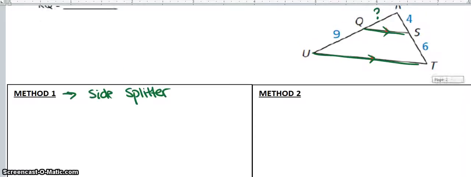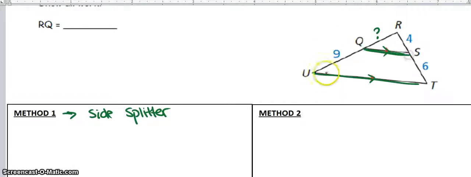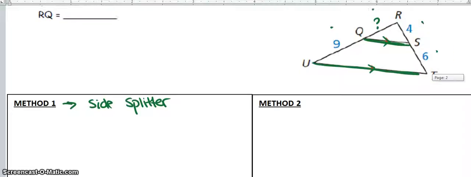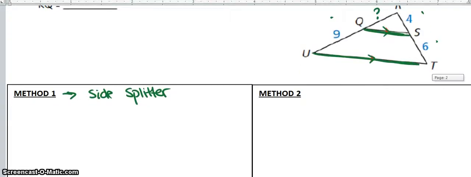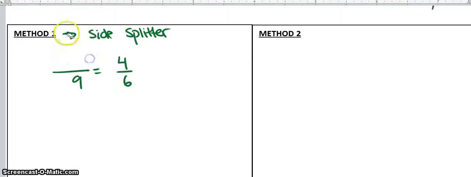So side splitter, I would just say, okay, if I know these lines are parallel, then the ratio of this to this is the same as the ratio of this to this. It'd be that easy. So maybe instead of calling it question mark, I'll call that side RQ. The ratio of RQ to QU, which is 9, would have to equal the ratio of this to this. So it'd have to be the side of the triangle to like that part that's part of the side of the bigger triangle. And then I can cross multiply and solve. If you don't want to call this RQ, you can call it X, you can call it Y, you can call it Q, you can call it whatever you want. It makes it easier to cross multiply, that's fine.